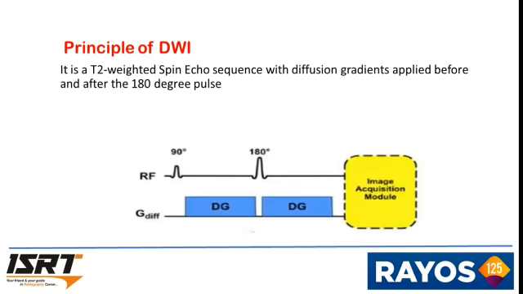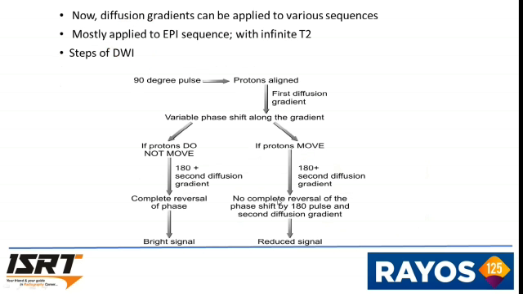Principle of diffusion weighted imaging. Diffusion weighted imaging is a T2 weighted spin echo sequence with the diffusion gradients applied before and after the 180-degree pulse. Now, diffusion gradients can be applied to various sequences, mostly applied to echo planar imaging sequence with infinite T2.